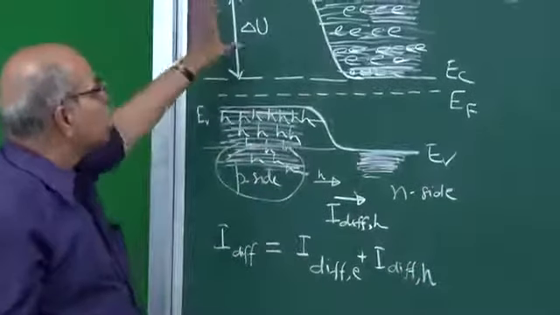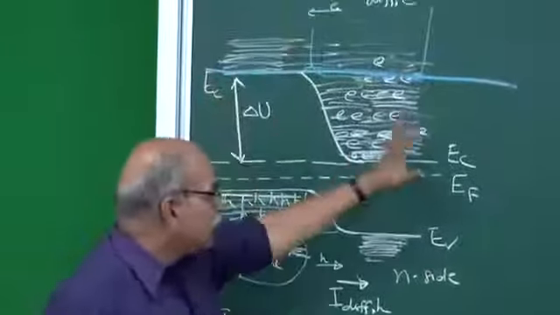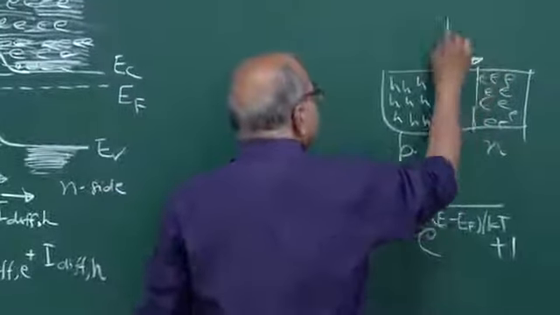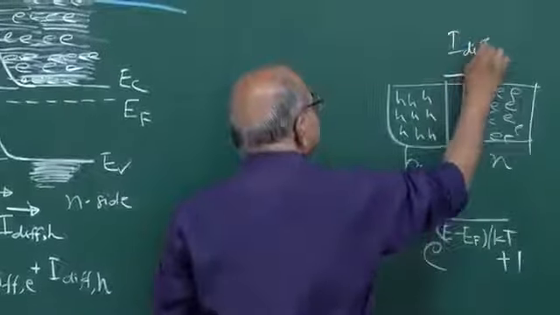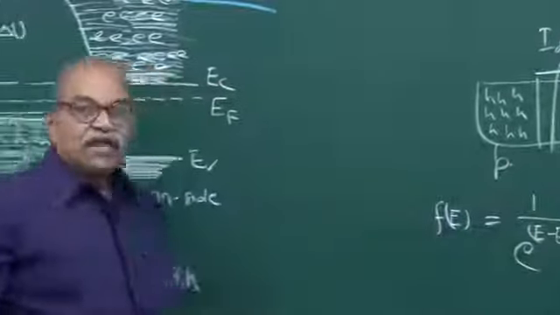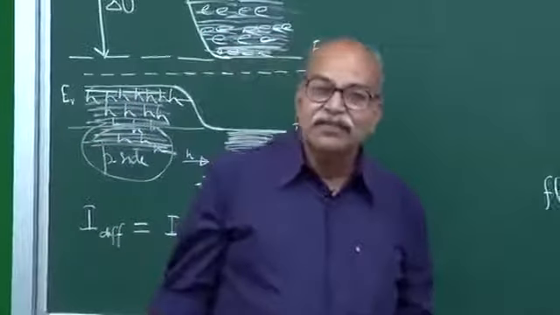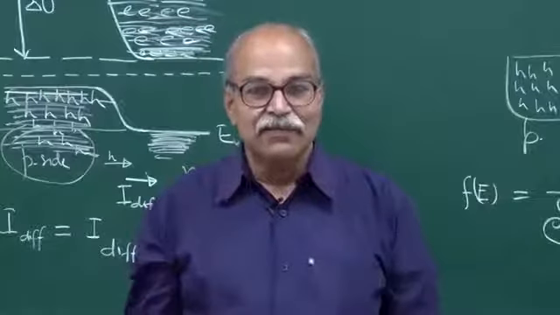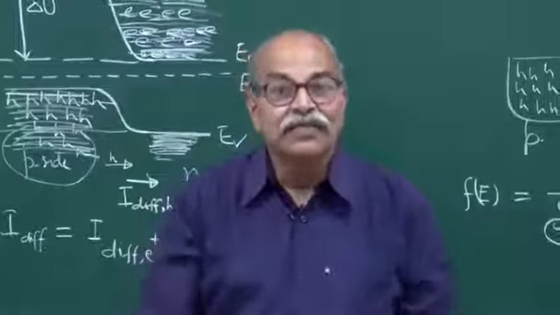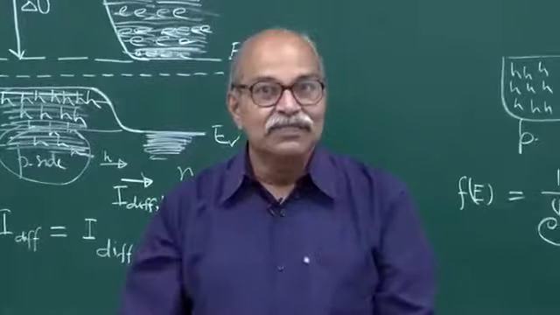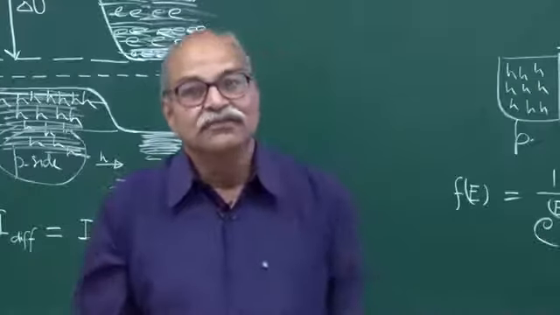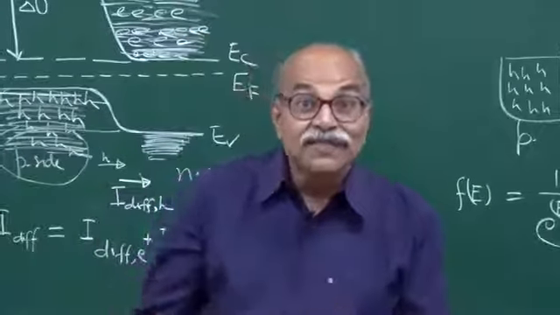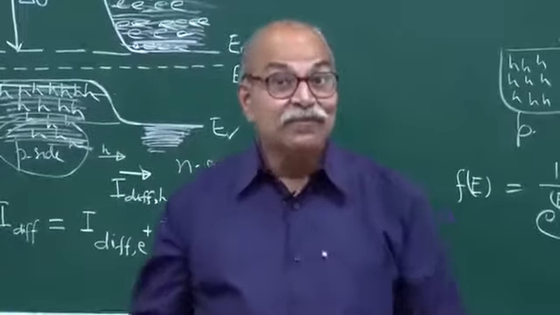So you have a current from P side to N side. In this diagram, you have a current in this direction, I diffusion. But then we have not connected this PN junction to any circuit, no cell, no battery, nothing. It is just lying there on the table. So how can there be a current through this junction, through this system, without charges accumulating at some places?